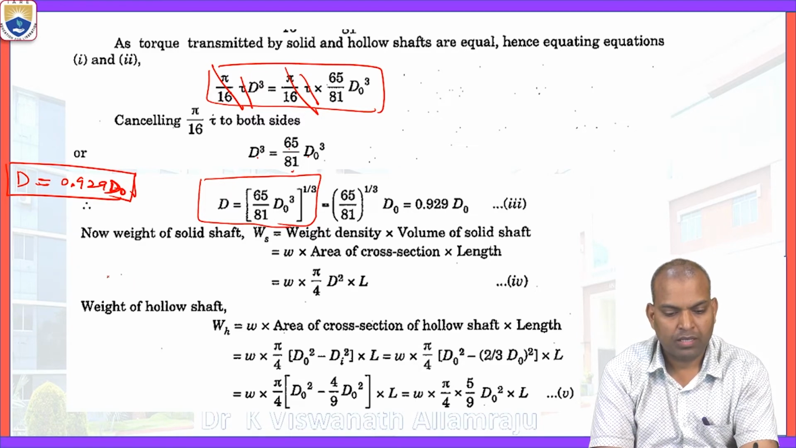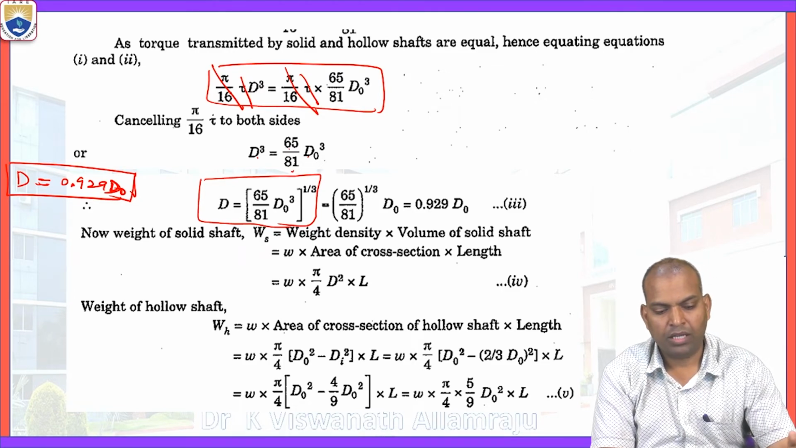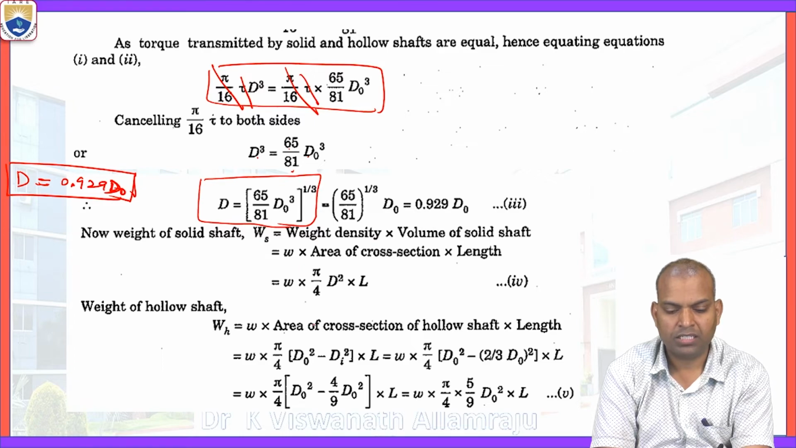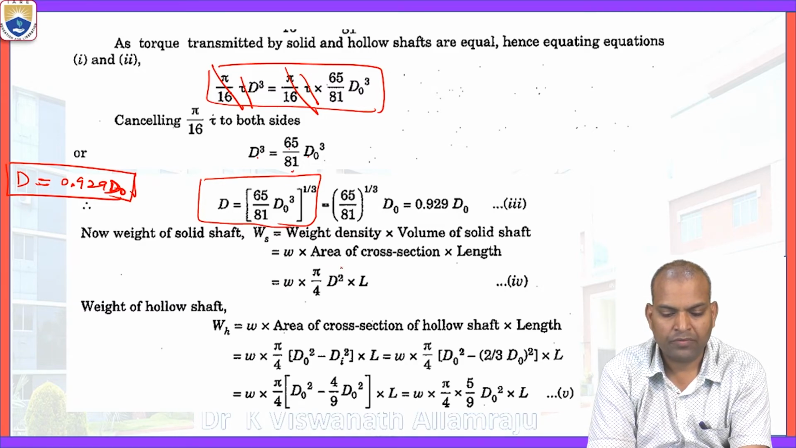Now we want weight of the shafts. Now second part, what is the weight ratio? We found just now the relation between d of the solid circular shaft and outer diameter of hollow circular shaft. That's the relation. Now here, how to find out the weight of the solid shaft? Weight of the solid shaft equal to weight density, Newton per cubic meter, times volume of the solid shaft. That is W times area. What is the volume? Area of cross section times length. That's W times pi d square by 4 times L.